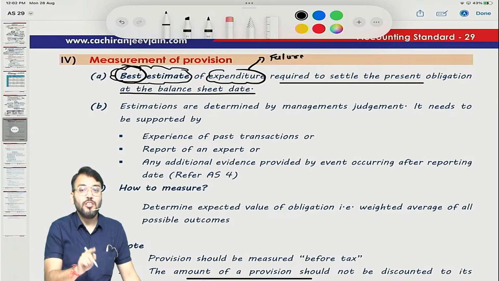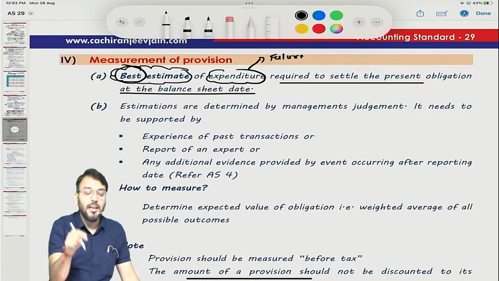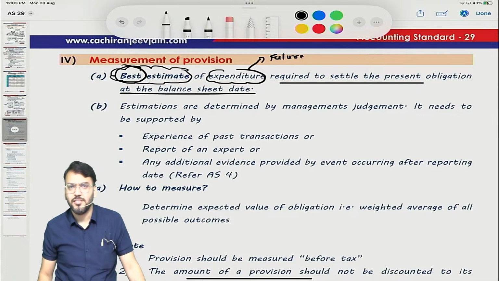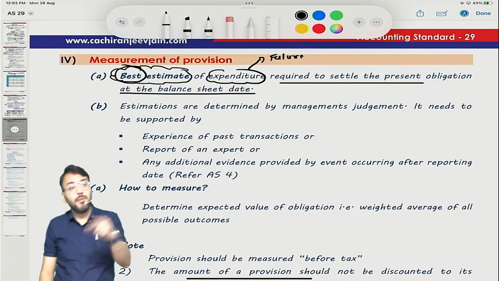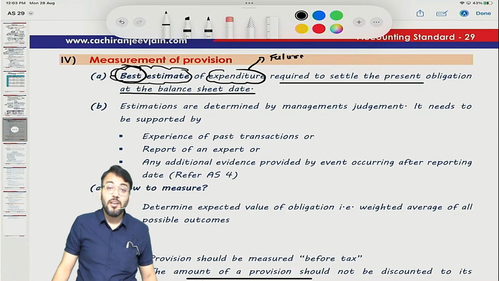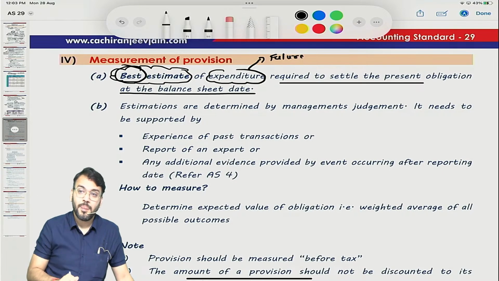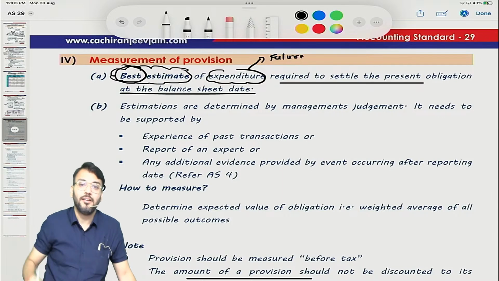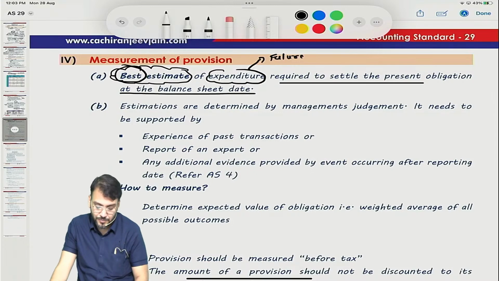But you have understood that we need to estimate future expenditure which is required to settle the obligation existing on balance sheet date. Means future expenditure but obligation arising from past event. So when I am saying estimate future expenditure, it does not mean future event. Obligation whatever existing on balance sheet arises from what? Past event. Got it? Yes sir.